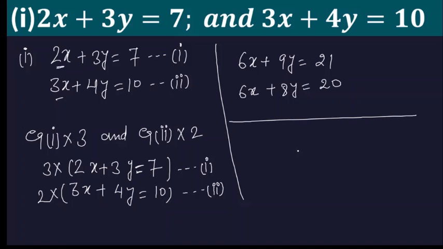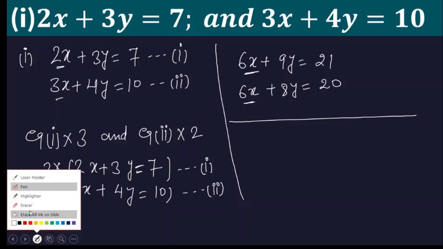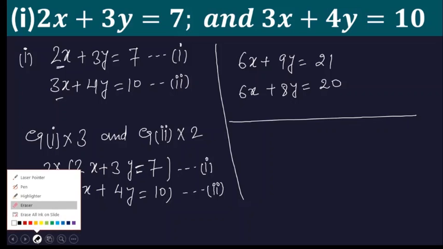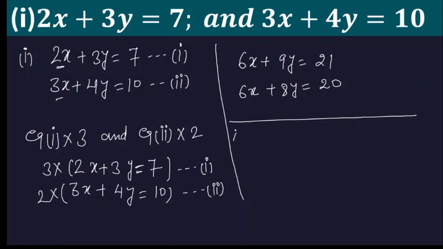And the next procedure: if the terms which have to be removed are equal in their coefficients, and if they have the same sign, as we are finding 6x and this 6x both having the same sign, then in the case of the same sign, the procedure is subtraction. In case of different signs, the procedure will be addition. So I'll write subtracting; this process is to be followed.